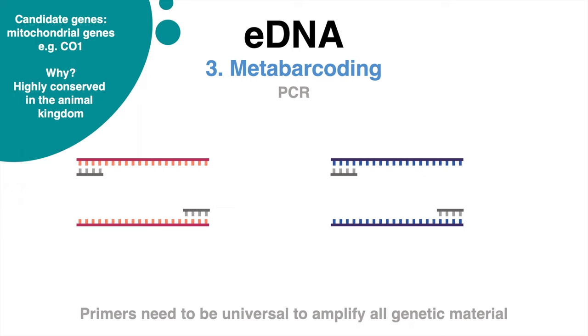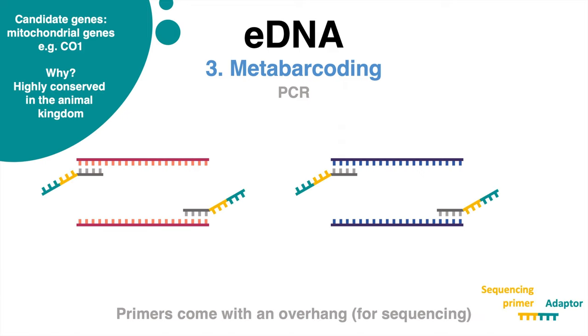A sequence with an extremely high degree of similarity among different species is often found in mitochondrial genes. Those primers bind to the same sequence of animal eDNA. The primers have additional overhangs which are used for the library preparation and the sequencing step later. But the details about this will not be covered in this video. Check out the indicated video here for more information about that.